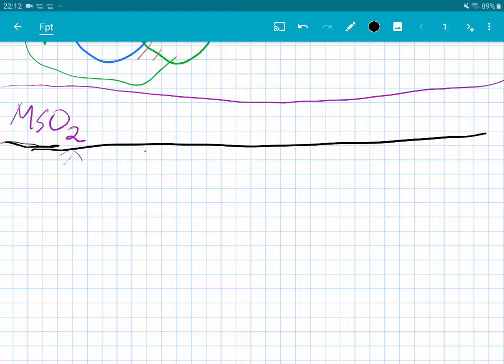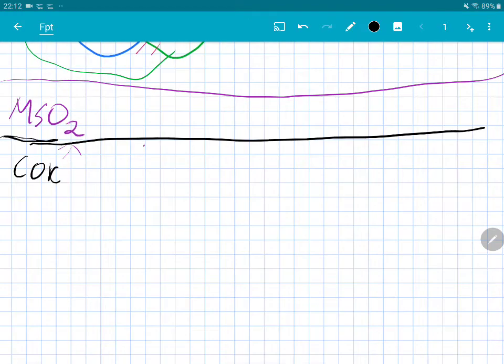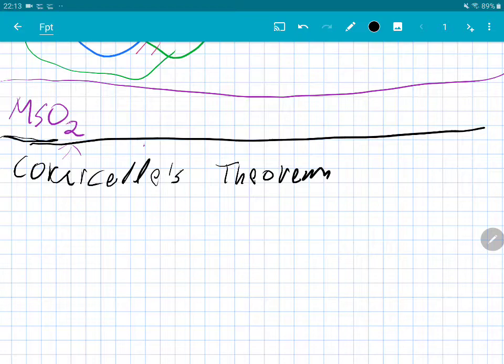This theorem that I was referring to earlier. So this is known as Courcelle's theorem. I'm not sure I'm pronouncing his name correctly. Courcelle's theorem. So what does this theorem say?